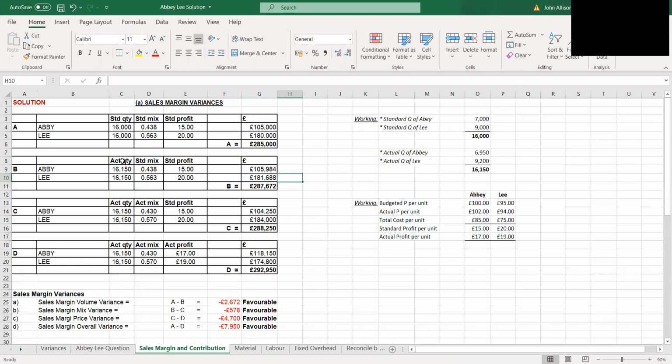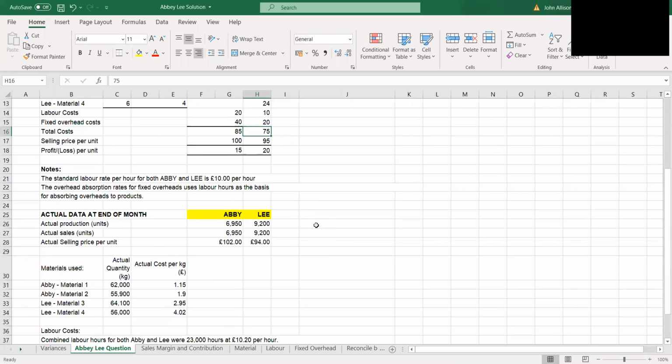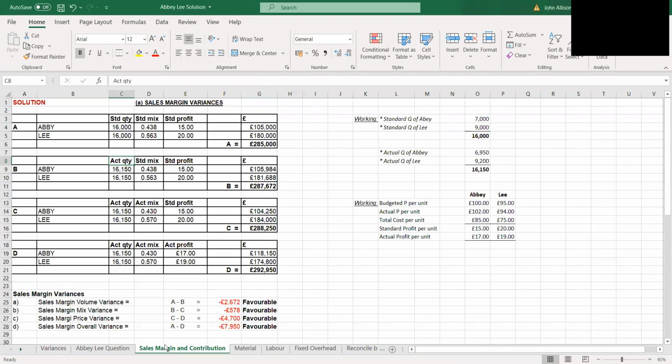We're then going to see for B is going to be actual quantity times standard mix times standard profit. So standard mix and standard profit are the same as they were before, so we can just take these numbers down. What's changed though is the quantity. Now we want the actual quantity that's been produced. So we can see from the question, the actual quantity was 6,950 of Abbey and 9,200 of Lee.